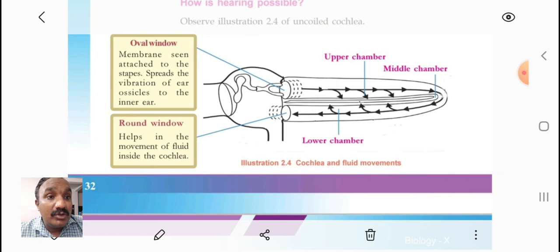Inside, in the middle, you look, one, two, three, four lines you can see. That area is called the membranous labyrinth. Inside the membranous labyrinth there is a fluid called endolymph. In between, where the arrow mark is going, one side is the membranous labyrinth and the outer side is the bony labyrinth. That area is filled with what? Perilymph. That much only.